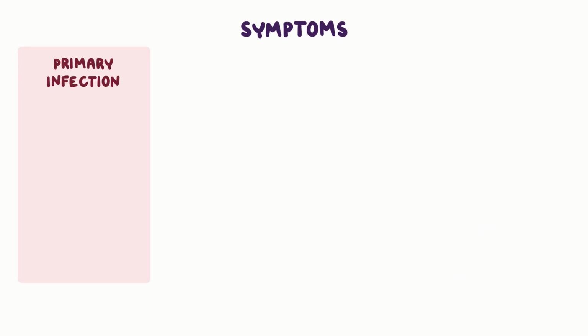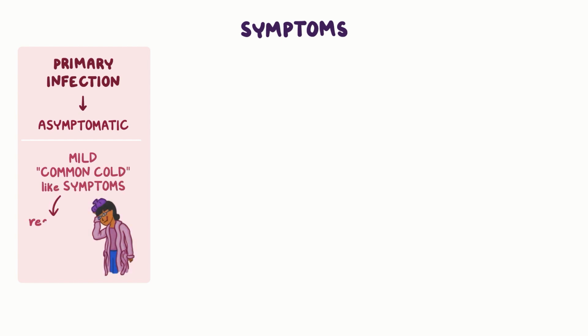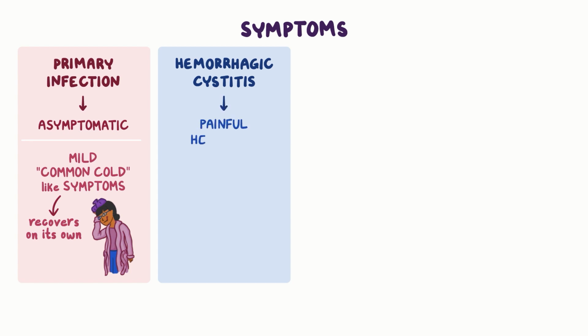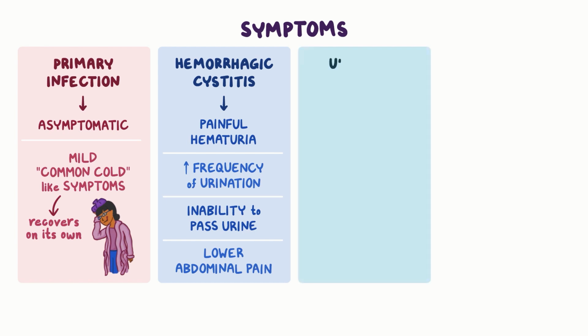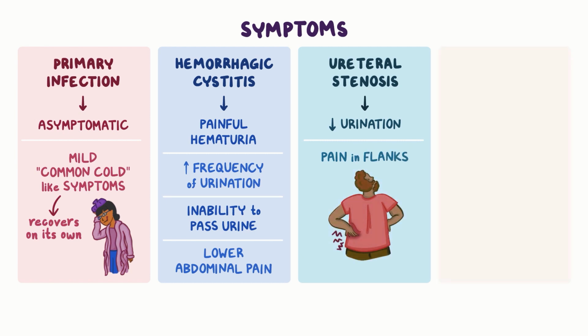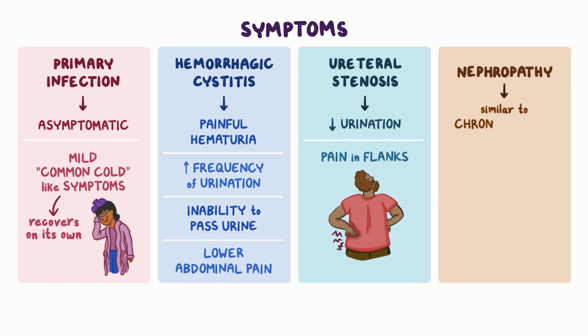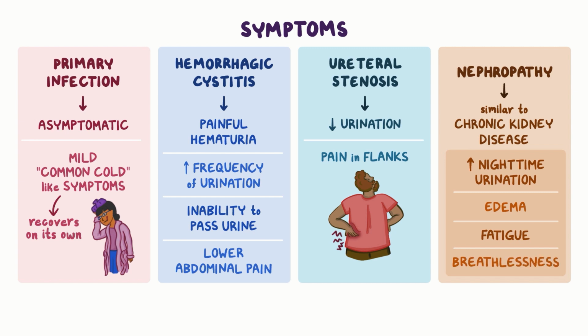Primary infection with BK virus is usually asymptomatic, or produces mild, common cold-like symptoms that people can recover from on their own. Hemorrhagic cystitis usually presents with painful hematuria or bloody urine, increased frequency of urination, inability to pass urine due to obstruction by clots, and lower abdominal pain. Ureteral stenosis commonly presents with decreased urination and pain in the flanks. BK virus nephropathy symptoms are similar to those of chronic kidney disease, which include increased nocturnal or nighttime urination, edema, fatigue, and breathlessness due to anemia.